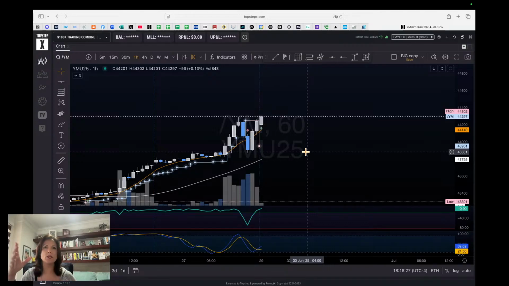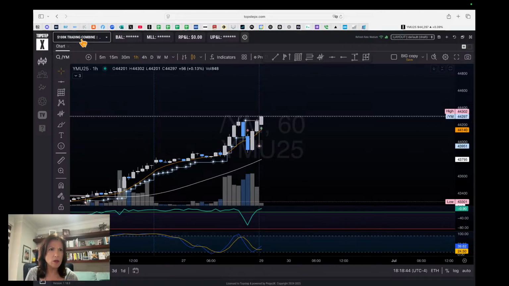The goal is, can we use the tools that we have currently here in Topstep to give us what we need to advance without adding too much external noise, right? So that's going to be the goal here.